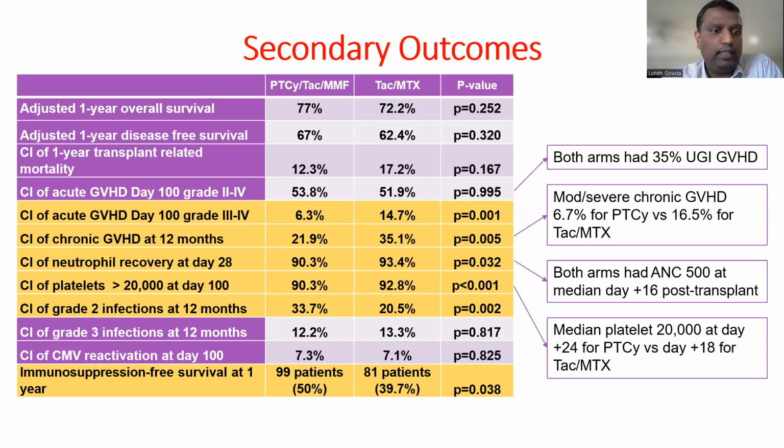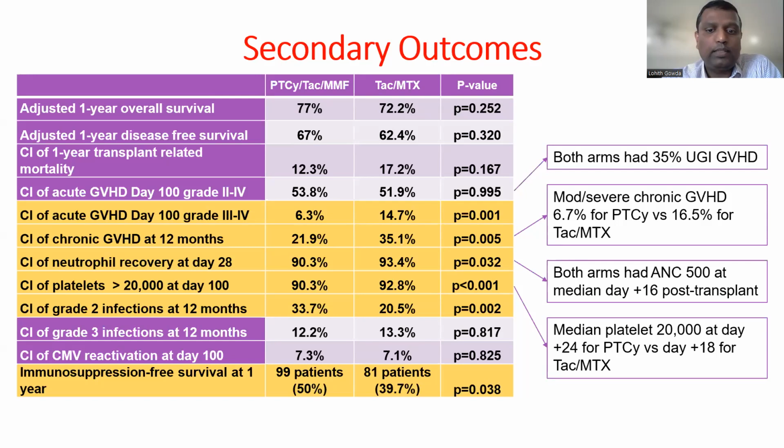One year disease-free survival didn't change. TRM did not change statistically. Cumulative incidence of acute GVHD, grades 2 to 4, did not change. But what did change is cumulative incidence of acute GVHD at day 100, grades 3 to 4. If you have grade 1 and 2 GVHD, most times it's not of significant concern. The higher grade GVHD are the ones we are concerned about. With post-Cy it was 6.3% compared to about 14.7%. Similarly, chronic GVHD at 12 months was 21% compared to 35%.